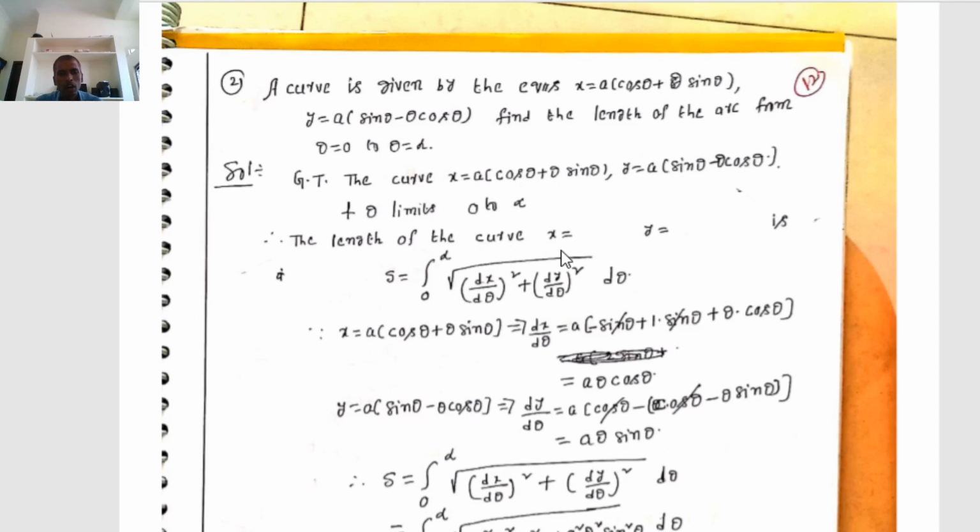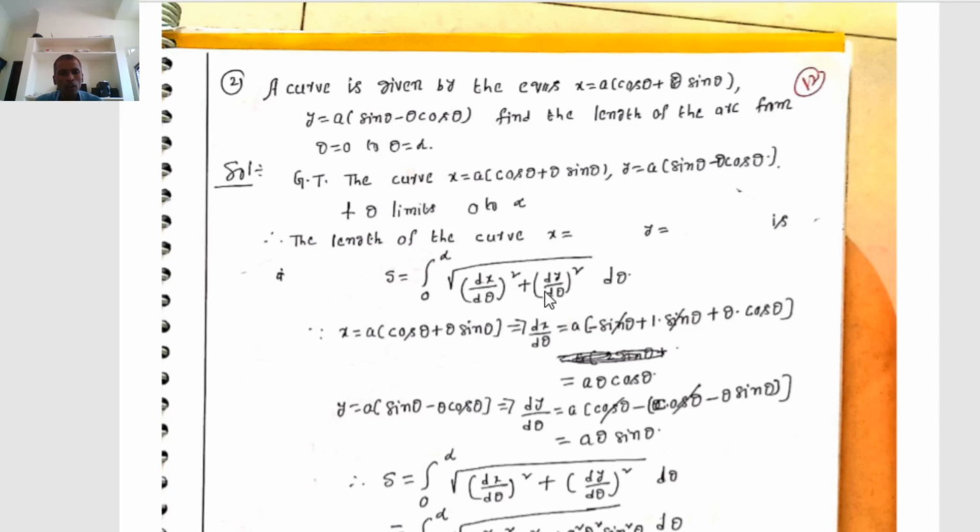Therefore, the length of the arc of the curve x equals x of θ, y equals y of θ, is s equals integration where the θ limits are 0 to α. S equals integration 0 to α, where x and y are in terms of the variable θ. Therefore, s equals integration θ1 to θ2 square root of (dx/dθ)² plus (dy/dθ)² into dθ, where θ limits are 0 to α. Therefore, s equals integration 0 to α square root of (dx/dθ)² plus (dy/dθ)² into dθ.